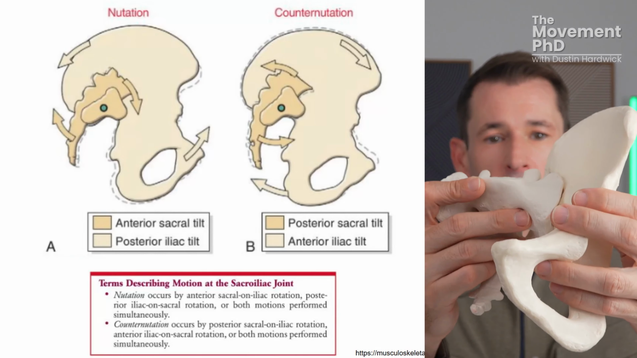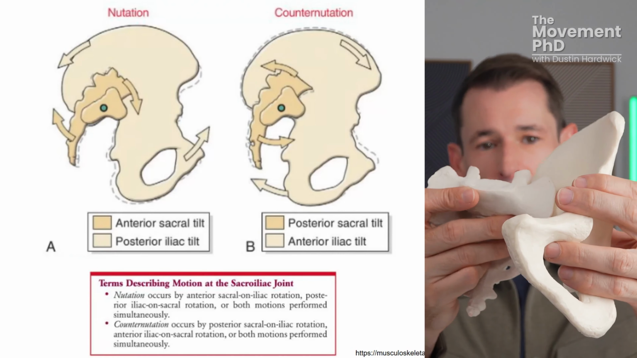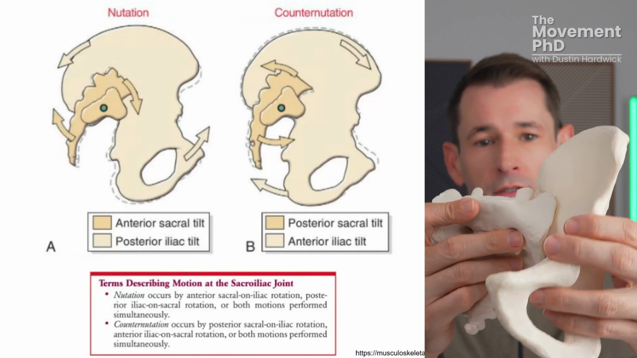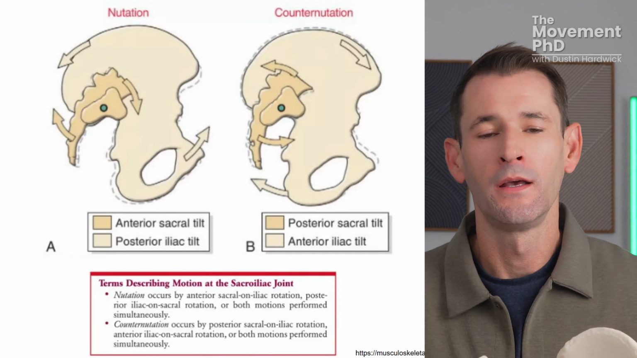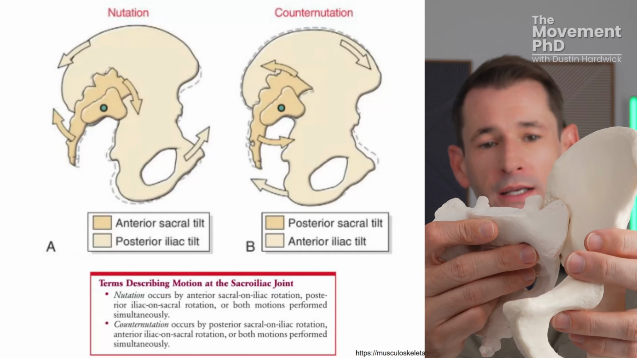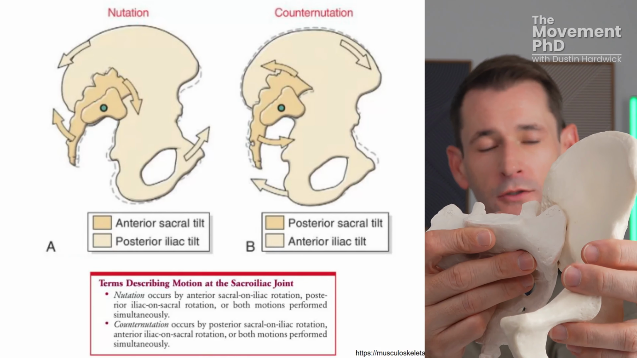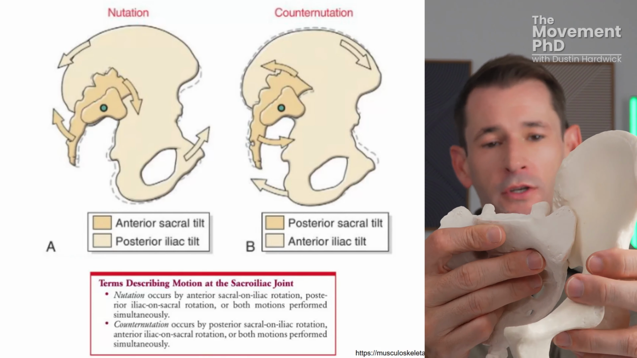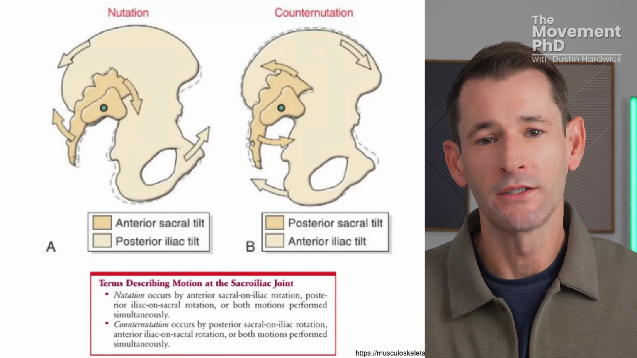You can get them occurring at the same time where we have a posterior iliac and an anterior sacral tilt. That is nutation. Counternutation is the opposite of that. In counternutation, you have a posterior tilt of that sacrum or an anterior tilt of that ilium on that sacrum. And again, these things are not mutually exclusive, so you can get a posterior sacral tilt with an anterior iliac tilt. So that is nutation and counternutation.